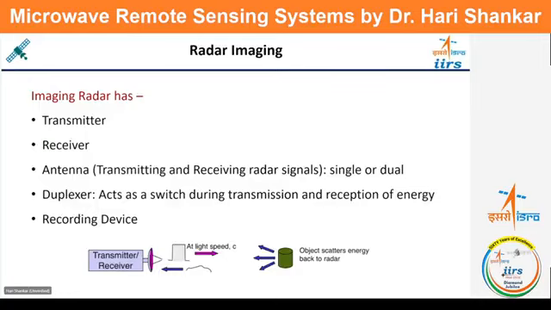So the functioning is like this: a transmitter or receiver in the single antenna, and the signal is going. This is the target. From there it is backscattered. Some scattering is going this side, some scattering is going this side, and some scattering is coming back. This one is called the back scattering. This is called only scattering.